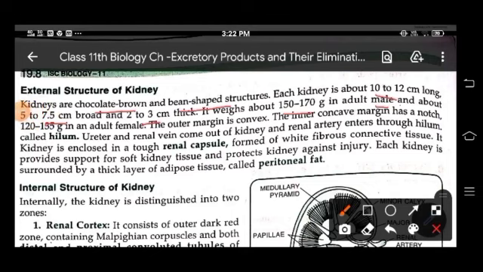The outer margin is known as convex, and the inner margin is concave, and it has a notch known as hilum. Ureter and renal vein come out of the kidney, and renal artery enters through the hilum. Now kidneys are enclosed in a tough capsule known as renal capsule, which is formed of white fibrous connective tissue. It provides support for soft kidney tissue and protects the kidney against injury.